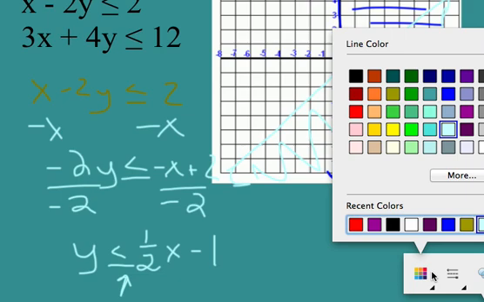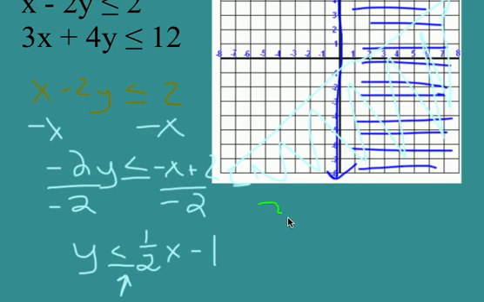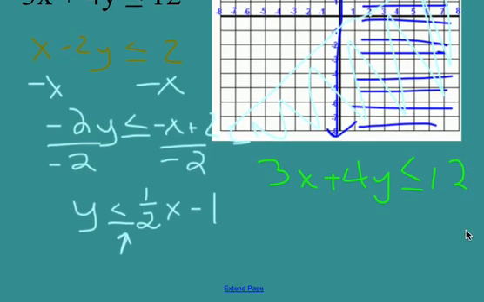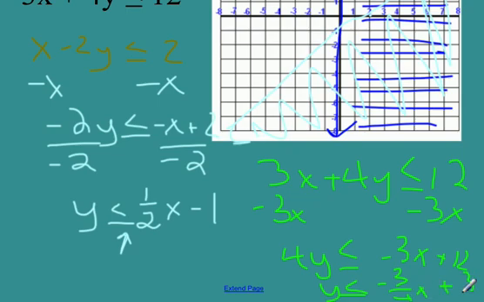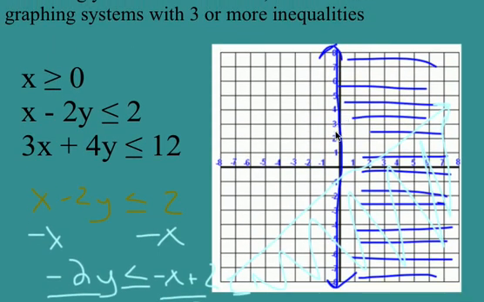Now I need to solve this final one here. So I end up getting 3x plus 4y is less than or equal to 12. Well, first thing I want to do is subtract the 3x from both sides, and then I get 4y is less than or equal to negative 3x plus 12. Okay, so then you end up getting y is less than or equal to negative 3/4 x plus 3. So you're crossing the y-axis at 3, and then you're going down 3 and right 4. You're going to use a solid line there.